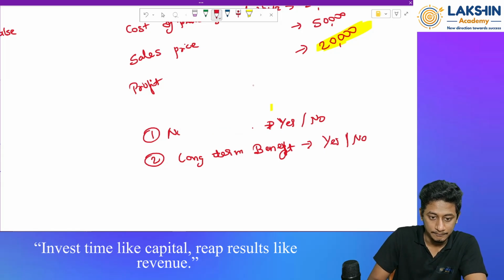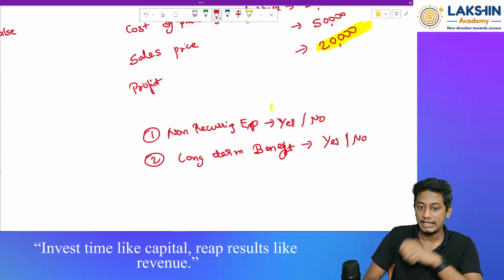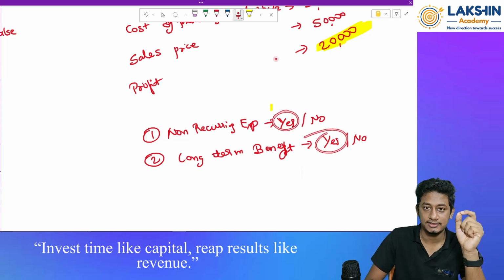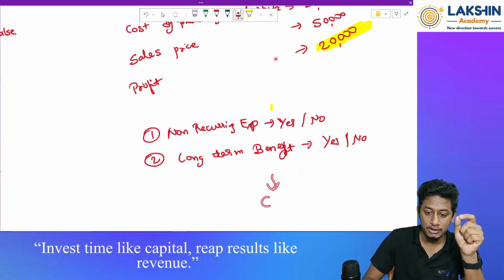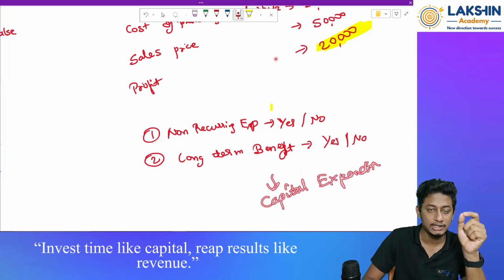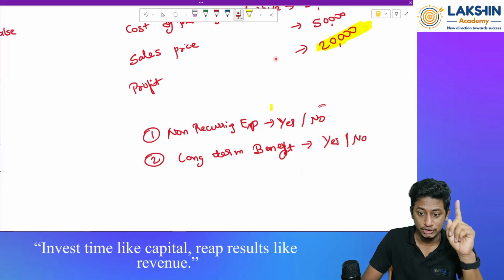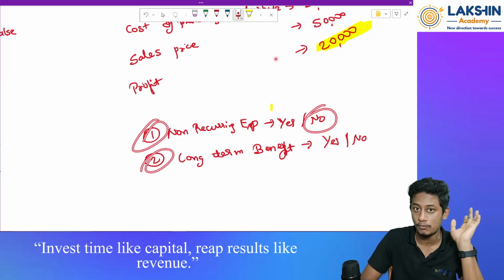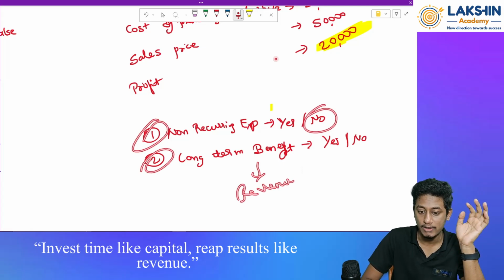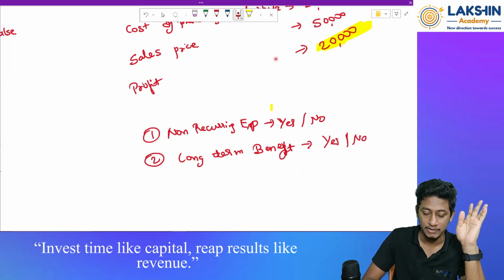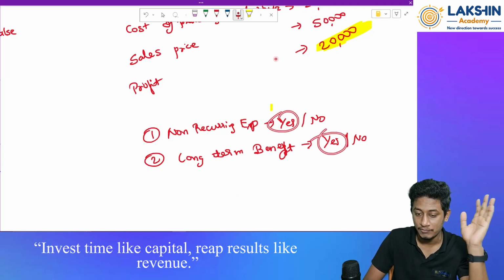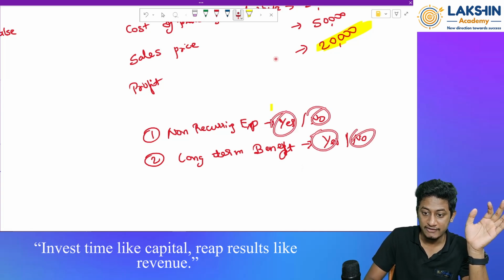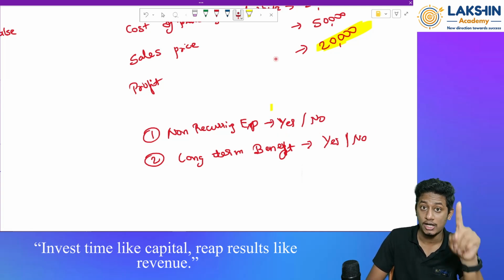Okay, let's change this. Let's make this non-recurring. Is it a non-recurring expense? Yes or no? If both of them are yes, it will be a capital expenditure or on capital basis. Clear? But if any one of them is no, it will go to my revenue category. Remember this. This is a shortcut I am teaching you. If both of them are yes, it is a capital item. But if anyone is no, in that case it will be a revenue item.